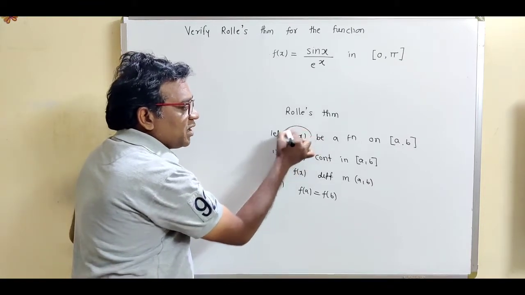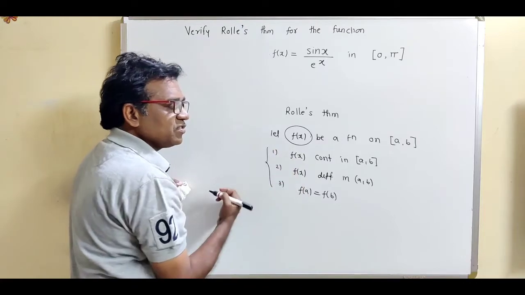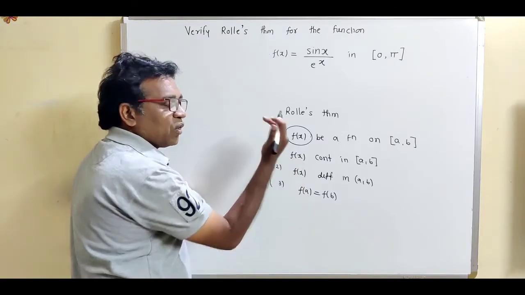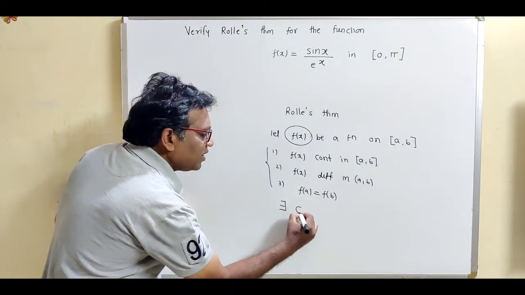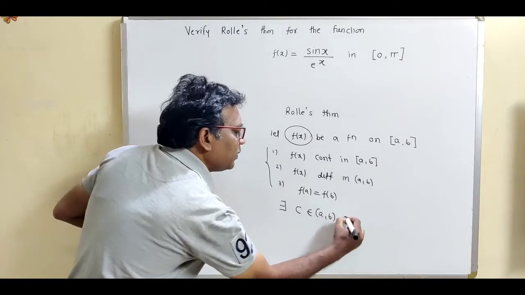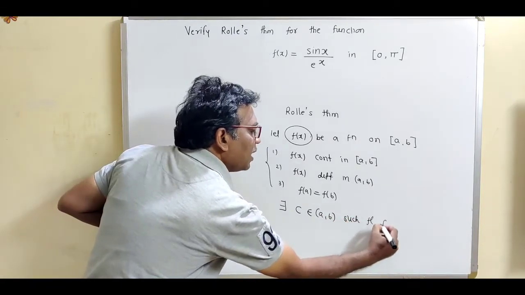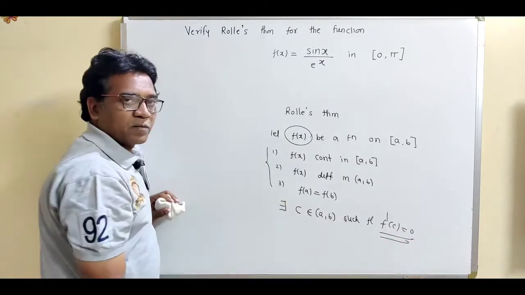If this function f(x) satisfies these three conditions, then Rolle's theorem says that there exists at least one point c belonging to the open interval (a, b) such that f'(c) = 0. This is the statement of Rolle's theorem.